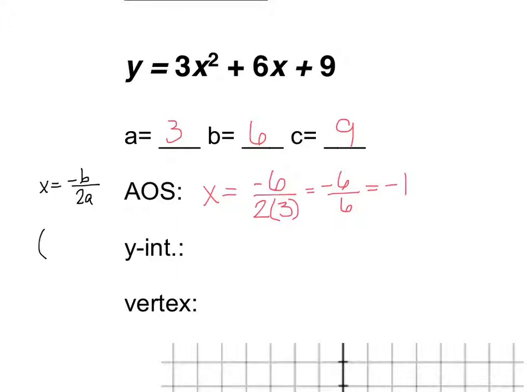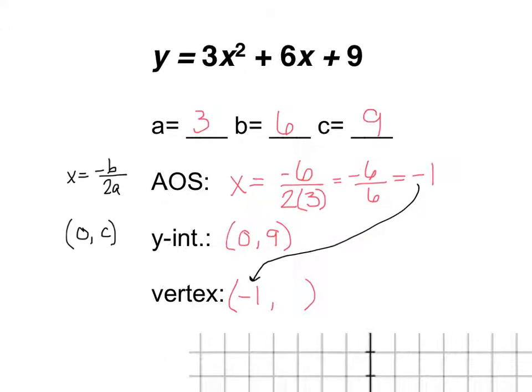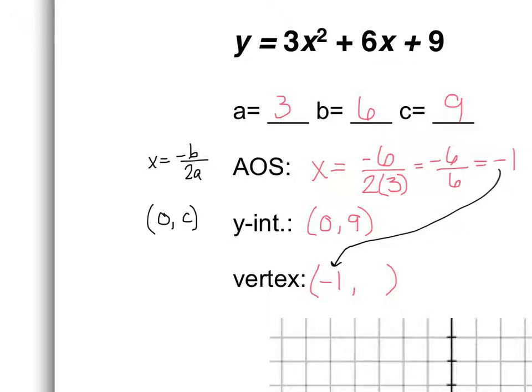Sweet. The y-intercept was just 0, c, so it is 0, 9. All right, we're doing pretty good. Now we just need the vertex. So we can take this negative 1 and put it in the x spot, but we need to figure out the y. So we'll say y equals 3 times negative 1 squared plus 6 times negative 1 plus 9. All I did was take the negative 1 and plug it in for these two x's.